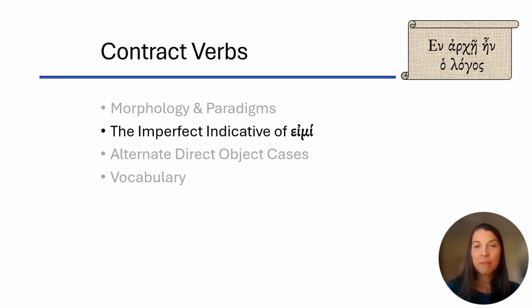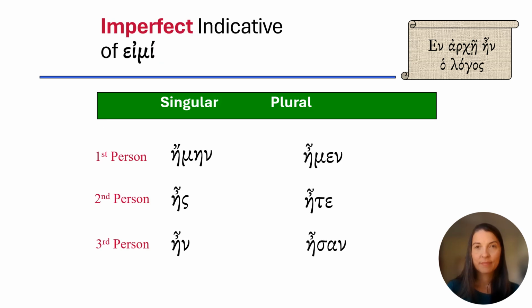Now let's take a look at the imperfect of eimi. So we learned the eimi paradigm for the present tense, and now we're looking at the imperfect. We remember this is the form of to be, and so as such, a lot of times these very common words have become irregular. So for our first person, you have en, es, en, emen, ete, esan.